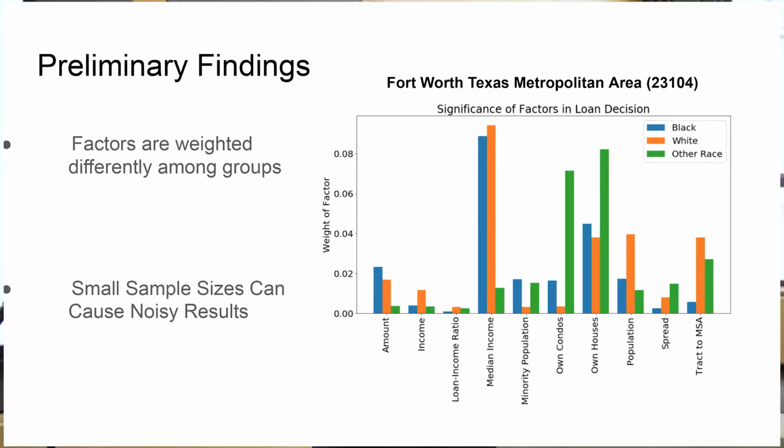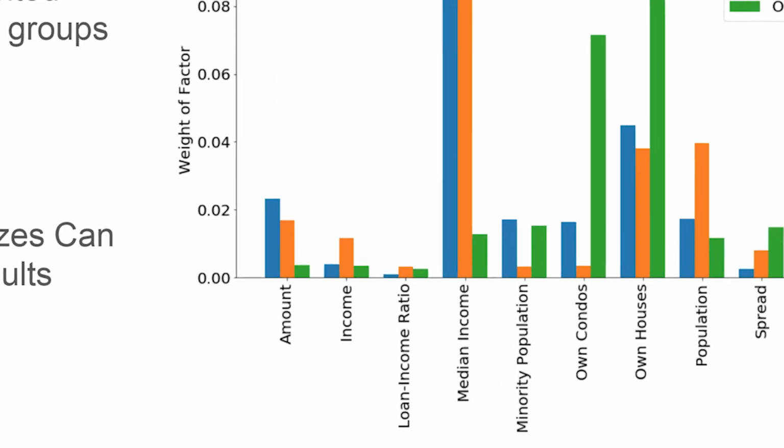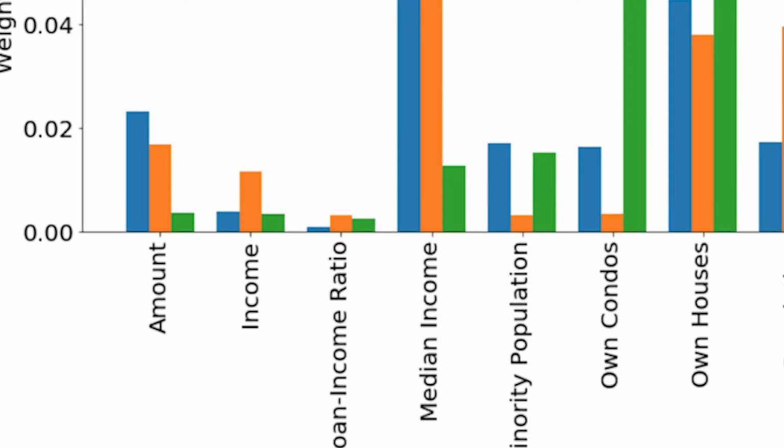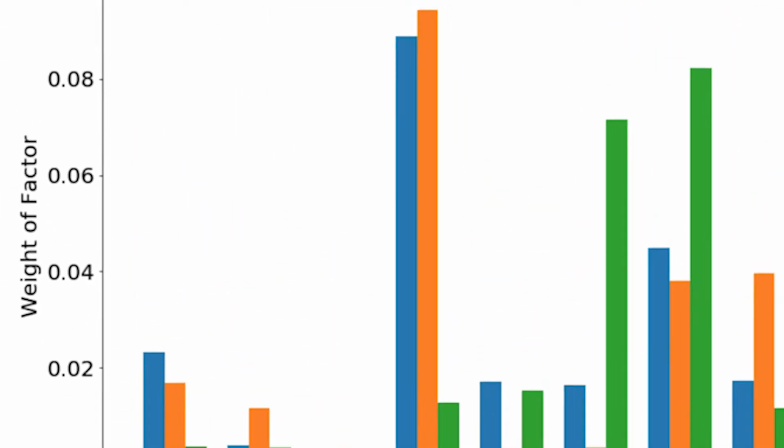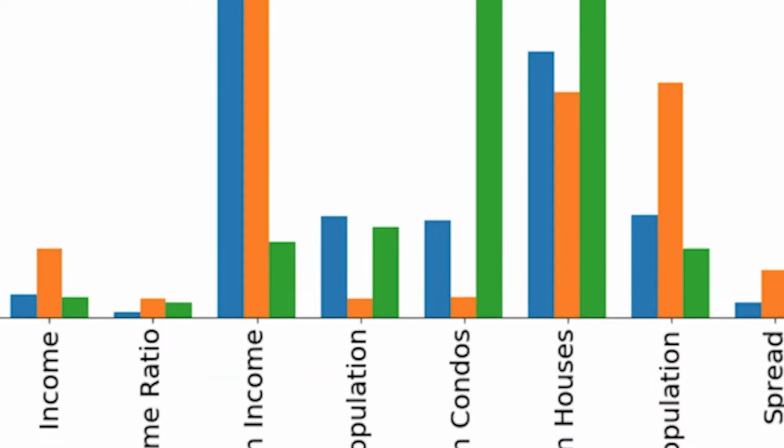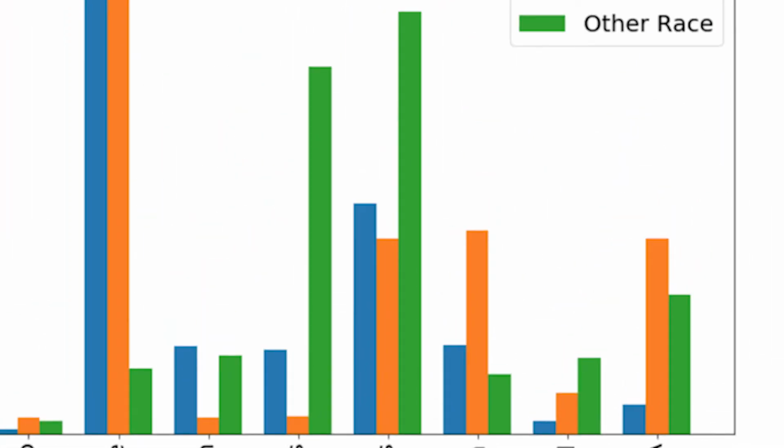And we saw that the factors are actually weighted differently. For some groups, it seems that some factors are more important than others. So see here that the minority population, or the median income, is very important for the black and white applicants, but not so for other races. But home ownership seems to be very important for other races, but not so much for black and white applicants. Now this is very interesting, but it might not be the most accurate or representative.